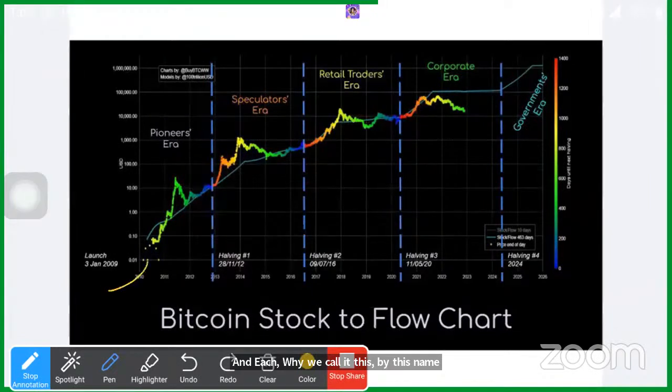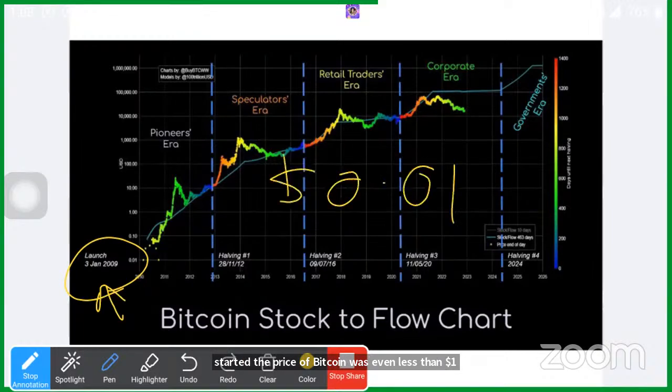So let us start analyzing this chart from an investor's point of view or a trader's point of view. Then you can understand the power of this halving and what is lying in front of you in a few months from now. So this was the year of launching Bitcoin. When it started, the price of Bitcoin was even less than $1. Around $0.01 per Bitcoin.